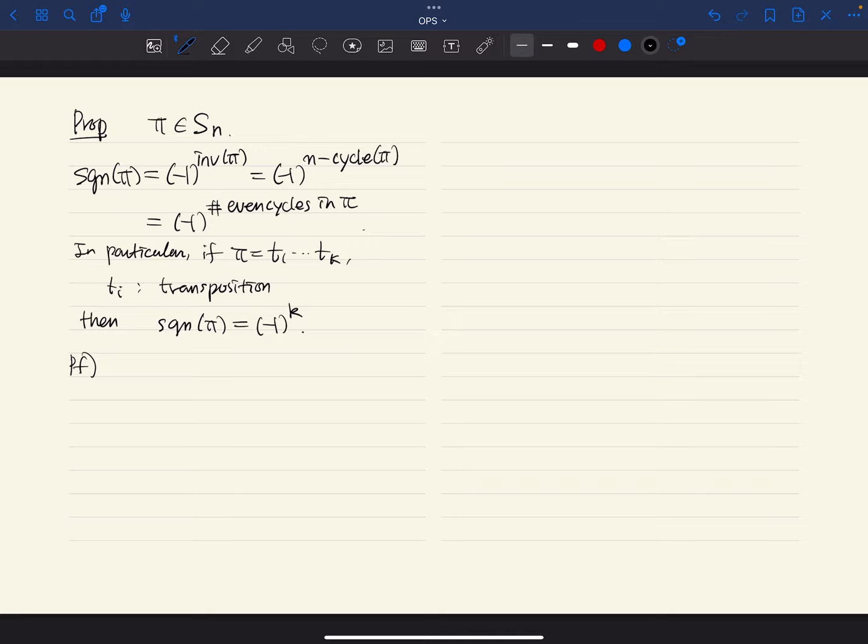Okay, let's prove this. So this is the definition, so we don't have to prove this. So let's prove this first. For that, let's write pi as a product of simple transpositions. And then we know that the sign of pi equals minus 1 to the k, because we proved this: minus 1 to the number of simple transpositions. This is what we showed.